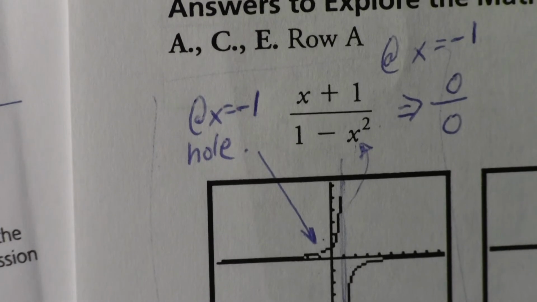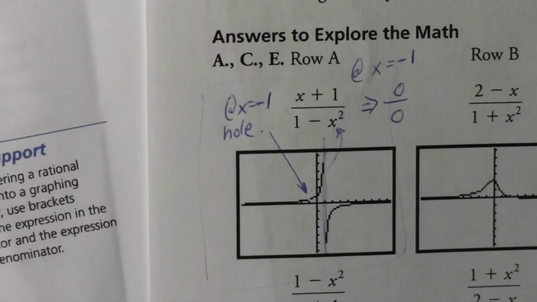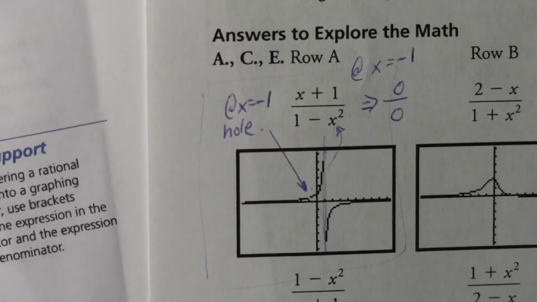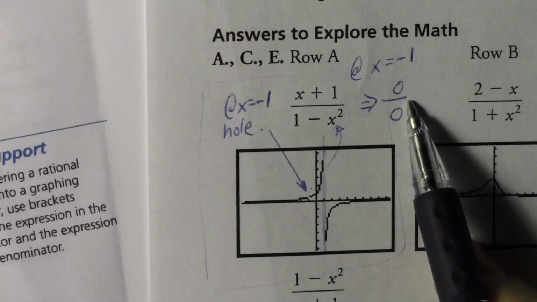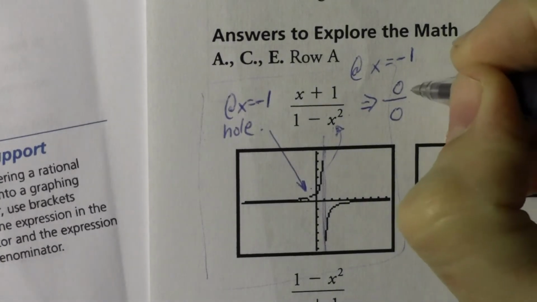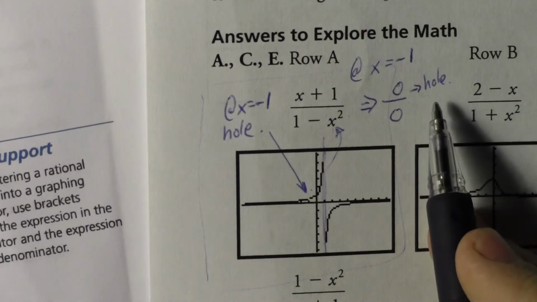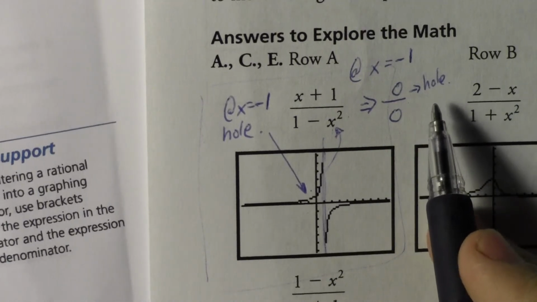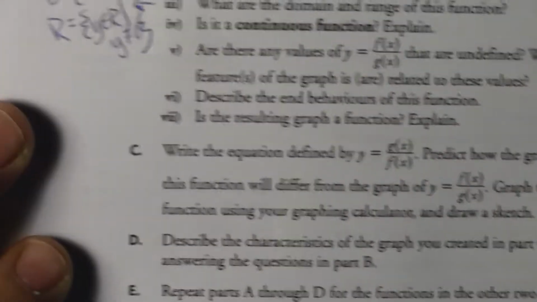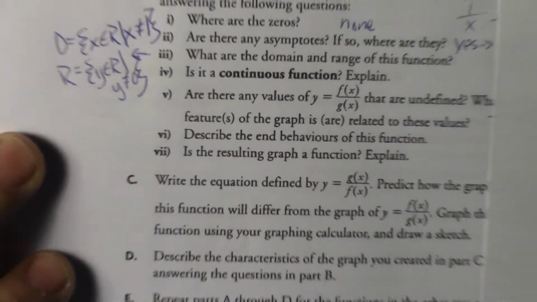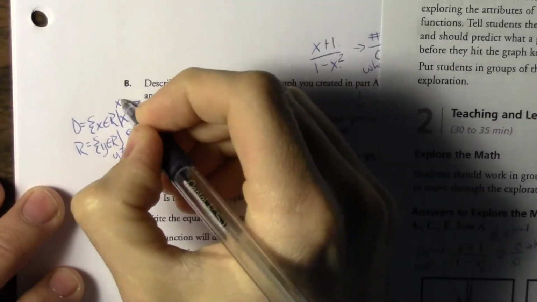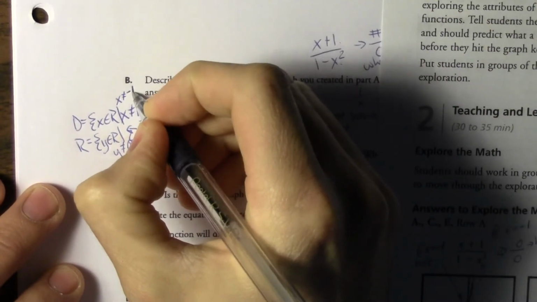It's a little close. You guys see that algebraically? So what happens when we get 0 over 0? What happens on a graph? We get a hole. Okay? So that hole then needs to be considered in the domain and range as well. Okay, so when I go back here to my domain and range, x can also not equal -1.